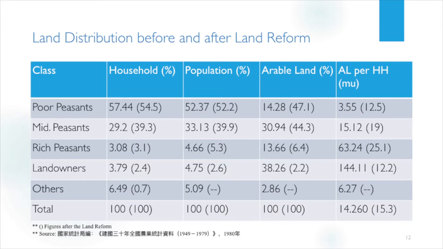If you refer to the poor peasants, if you refer to the land, they are the majority of people, right? 57% in terms of household. Nearly half of those peasants in China are from the poor class. But in terms of the land, you can see before the land reform, the class only got 14.28 something. After the land reform, the poor peasant class got more than 47.1 something. And in terms of per household units, you can also find increasing figures here. So this is the beneficiary class.